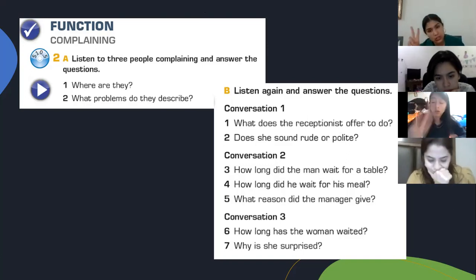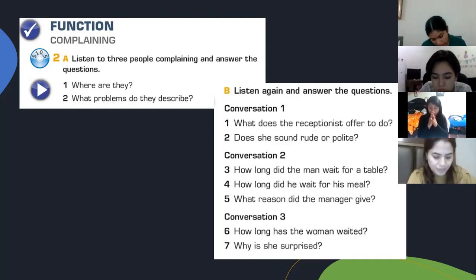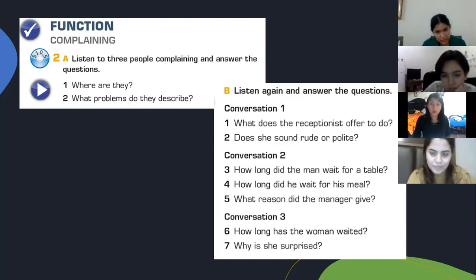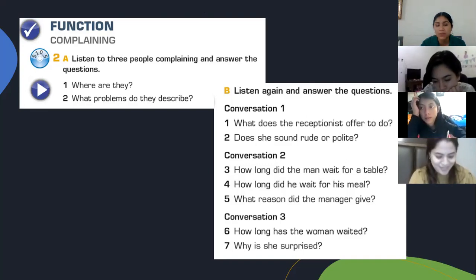Now, conversation 2. How long did the man wait for the table? 20 minutes. Okay, 20 minutes. Very good. And how long did he wait for his meal? How long did he wait for the food? 1 hour. Very good. He was waiting for an hour and then he repeated 1 hour. He was very persistent on that. Teacher, what is meal? Meal es como tu comida, tu platillo.